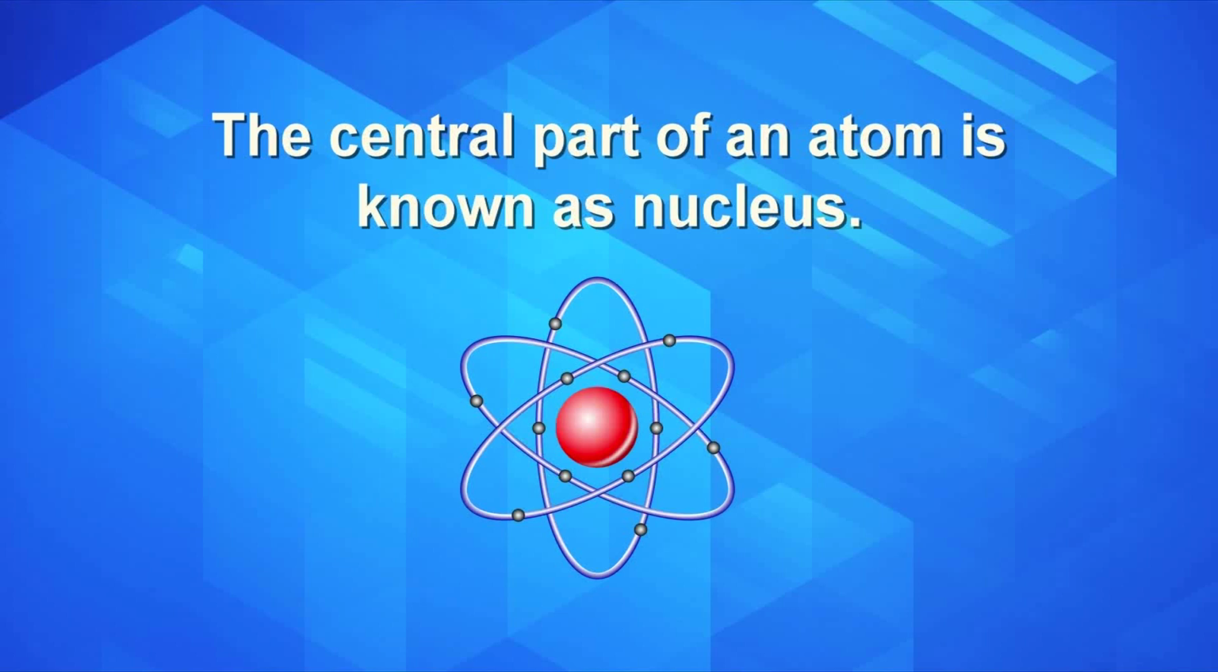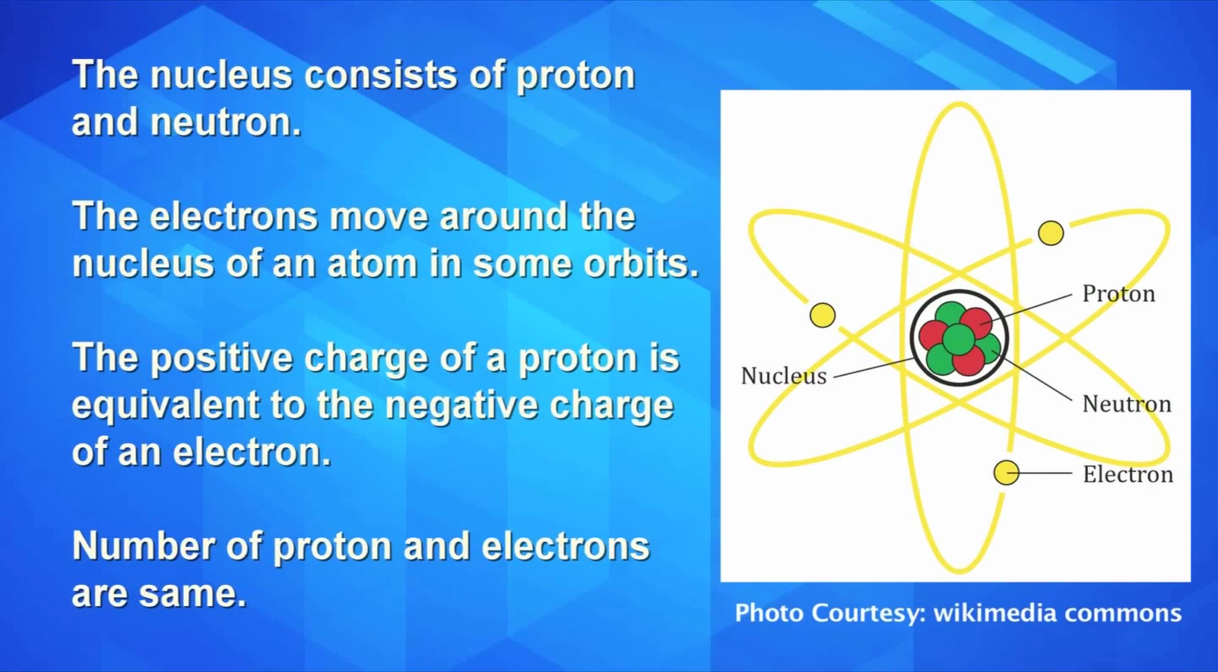The central part of an atom is known as the nucleus. It contains almost all the mass of the whole atom. The nucleus consists of protons and neutrons. Protons are positively charged and neutrons are neutral, that is, they possess no charge. So, the nucleus is always positively charged. The electrons, which are negatively charged particles, move around the nucleus of an atom in some orbits.